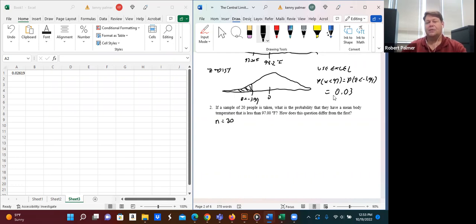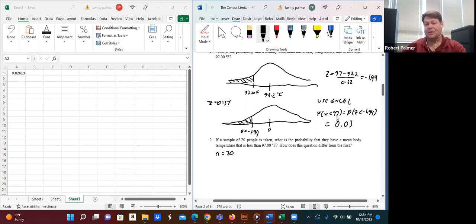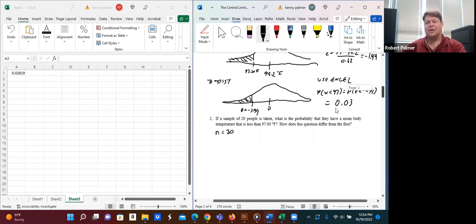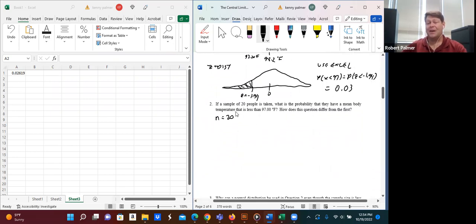Now, since this appears to be a fairly rare event, remember, anything less than a probability of 0.5 is considered to be fairly rare. The probability an individual would have a body temperature less than 97. Then what's the probability that a sample of 20 people randomly taken would have an average body temperature of 97? That, as you expect, would be very rare.